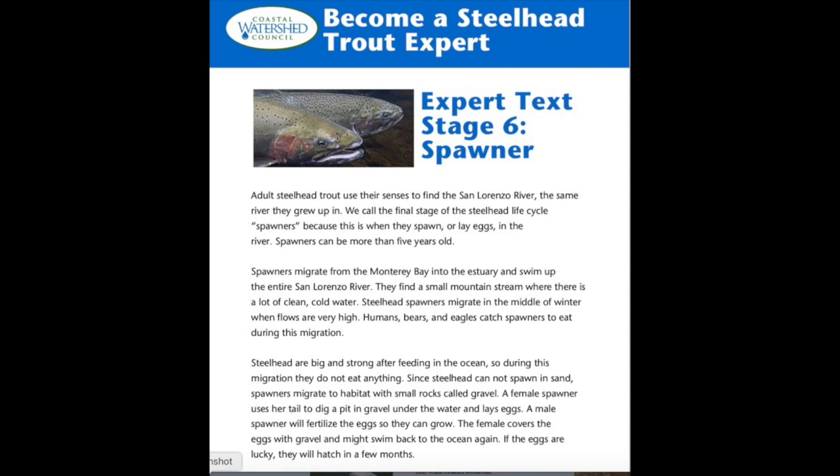A female spawner uses her tail to dig a pit in gravel under the water and lays eggs. A male spawner will fertilize the eggs so they can grow. The female covers the eggs with gravel and might swim back to the ocean again. If the eggs are lucky, they will hatch in a few months.